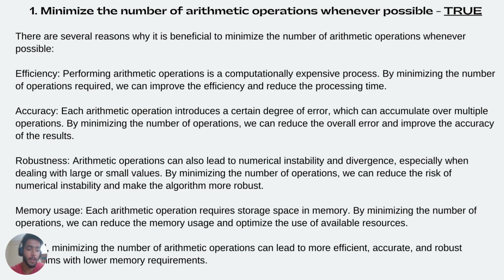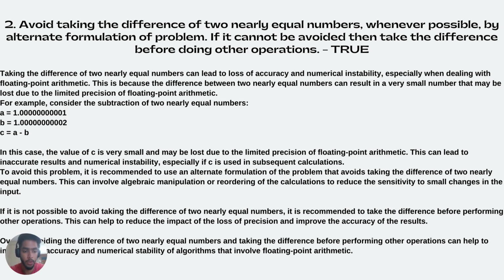And the fourth thing is the memory usage. Each arithmetic operation requires some storage space in memory, and by minimizing the number of operations, we are also reducing the storage space which is required by the operations in the memory. And by minimizing the number of arithmetic operations, we can lead to a more efficient, accurate, robust, and less memory-using system. Now let's move on to the second question.